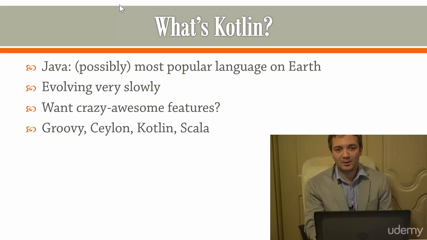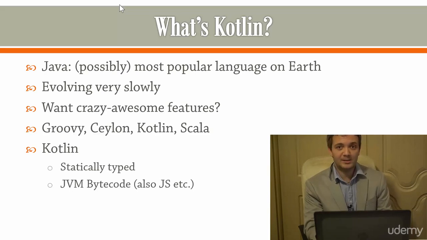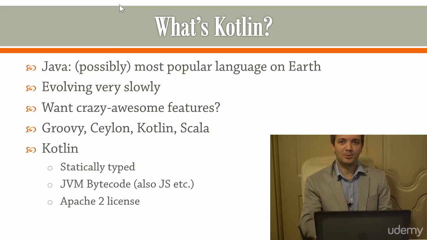But we're going to talk about Kotlin, which is a language produced by a company called JetBrains. Now, what is Kotlin all about? What are the advantages? Well, Kotlin is a statically typed language. It still targets the JVM, although as an additional feature, it also targets JavaScript. We're not going to talk about the JavaScript side of things in this course, but I just wanted to mention that it's also available. And Kotlin is open source. It has an Apache 2 license, and you're welcome to submit your own pull requests into the Kotlin trunk.